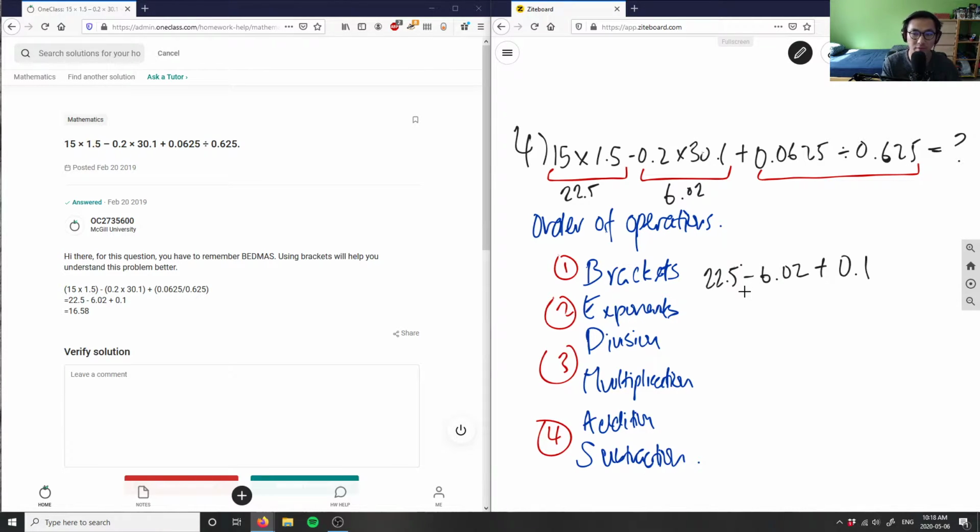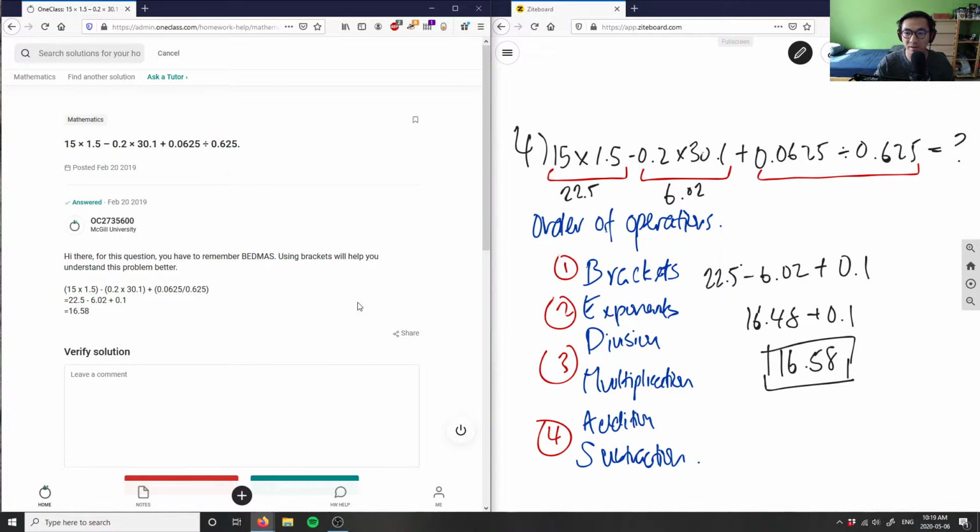So 22.5 minus 6.02 would give me 16.48, plus 0.1. I add these two numbers, I get 16.58. And this here is my correct solution for this answer. And as you can see, 16.58 here is their answer as well.